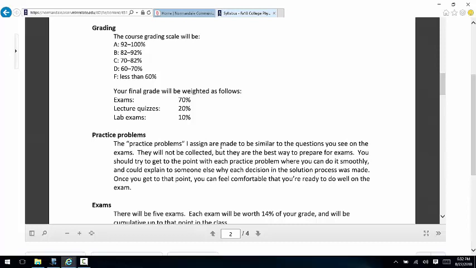So I would think of the solutions as mainly to check your work when you finish the problems, or if you get stuck, to give yourself a hint. You can go to the solution and be like, oh, that's what I was missing.